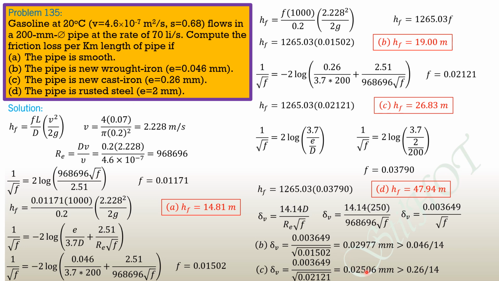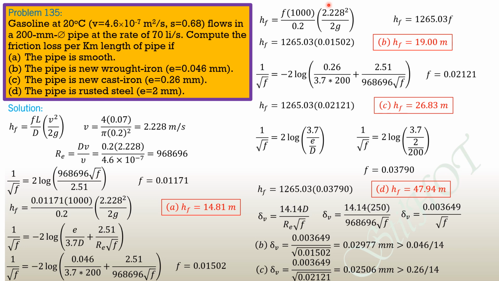If you want to compute the friction factor or thickness of viscous sublayer, it is for part B and C only; for A and D there's no need to verify, because for part A it is already a smooth pipe. Then for part D, the absolute roughness is very high, 2 mm, and the thickness of the viscous sublayer is definitely less than 2 over 14, which is 0.14 something mm.